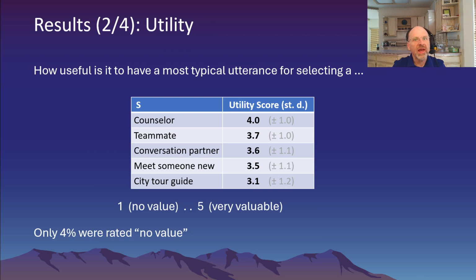The utility ratings: we had the subjects say, how useful would it be to have a most typical utterance for selecting a counselor, someone to be your counselor, or someone to be your teammate, and so on and so forth. Overall, only 4 of the ratings were no value. So people perceived value in this. And for some of them, like choosing a counselor, it was felt to be like 4 on a scale from 1 to 5. So not exceedingly useful, but useful.